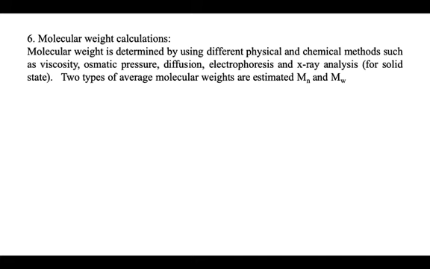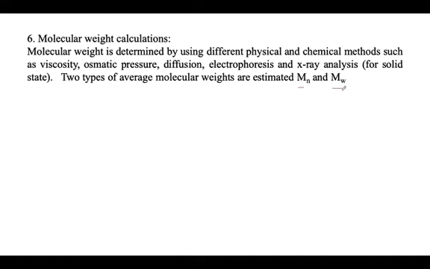There are various methods to know the molecular weight of a substance. For example, we can use viscosity, osmotic pressure, diffusion, electrophoresis, and X-ray analysis. Two types of molecular weights have been found. One is Mn, the number average molecular weight, and the other is Mw, the weight average molecular weight.